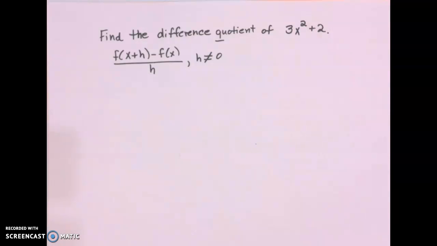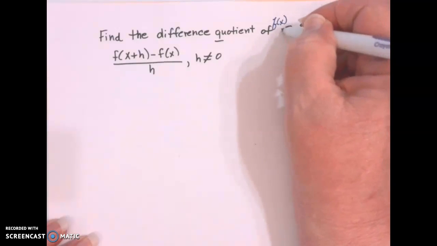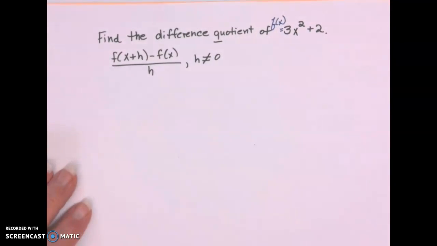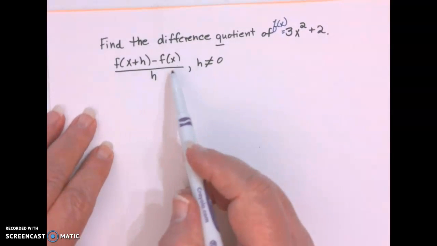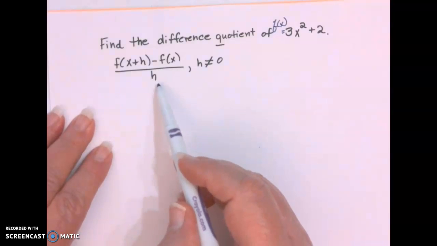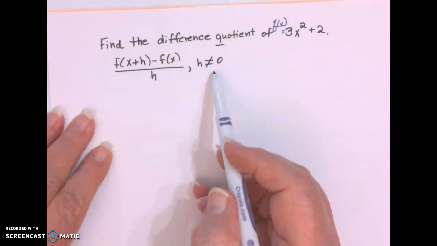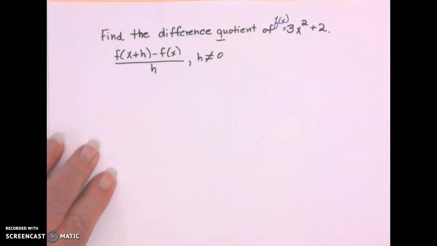Well, now we're going to find a difference quotient for a given function, our f of x is 3x squared plus 2. So this is my f of x. And the difference quotient is f of x plus h, subtract the original function, and all of that divided by h. And of course we have to exclude from the domain that h cannot be equal to 0, and we know that's because it would make our denominator 0.